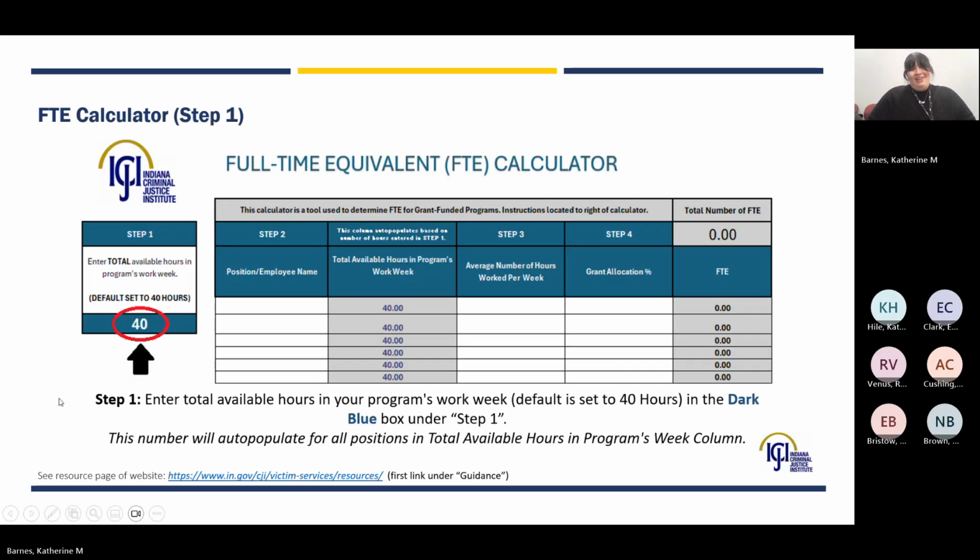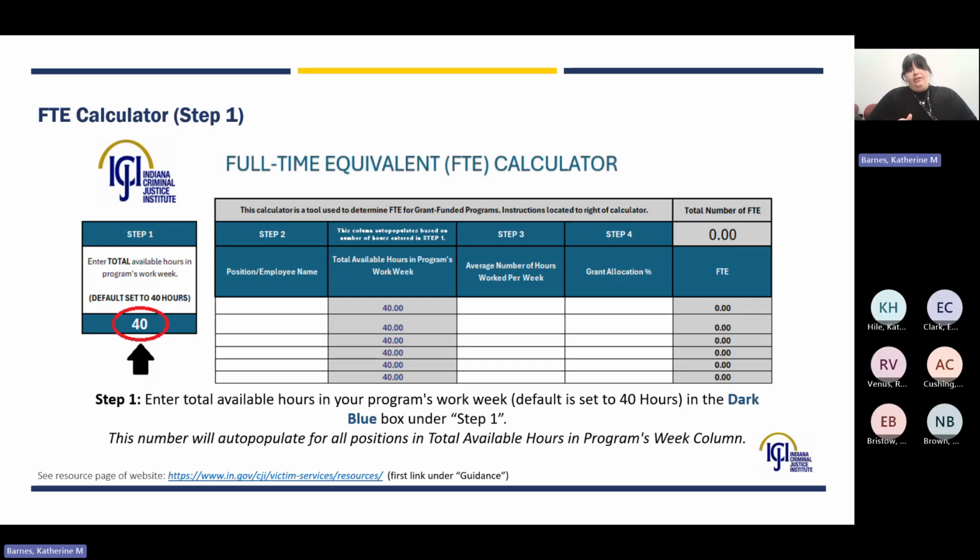We will go into that new FTE calculator right now. So in case you're unfamiliar, this is what the calculator looks like. It is an Excel form. The first step you will have to fill this out will be that red circle right there. That is your total available hours in your program's work week. What this means is if your agency does 40-hour work weeks, if they do 37 and a half, 35, you will enter the total number of hours allotted for your full-time work week. It is automatically set to 40, but if you need to change it to 37 and a half, 35, like I said, you'll just edit that little 40 all the way to the left.